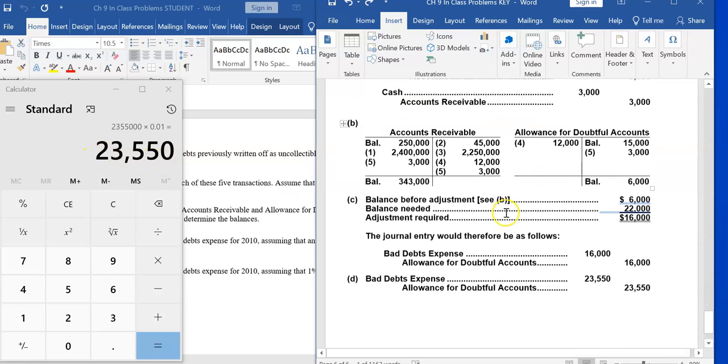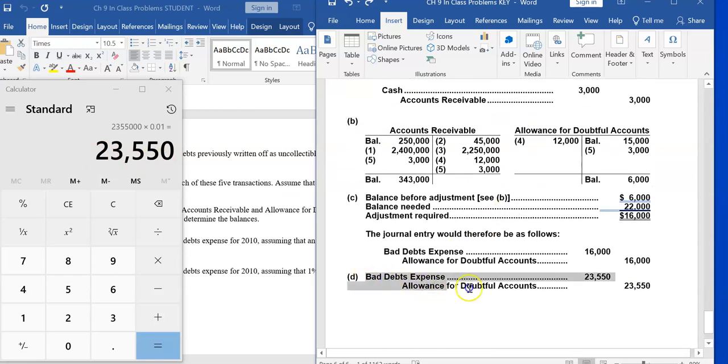The percentage of sales method is a one-step calculation. We will debit bad debt expense and credit the allowance for doubtful accounts for $23,550.